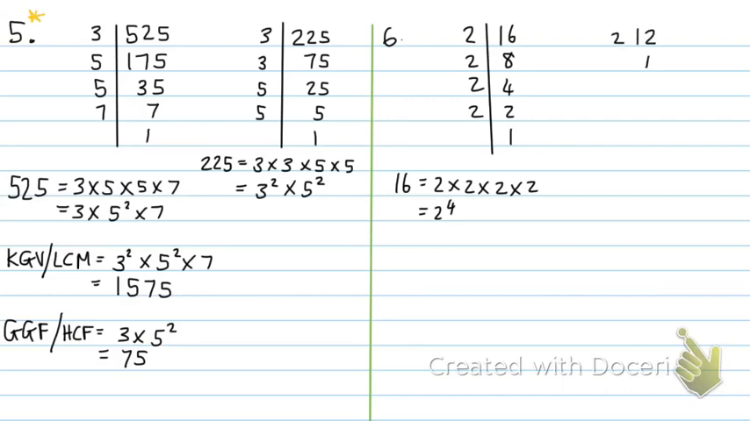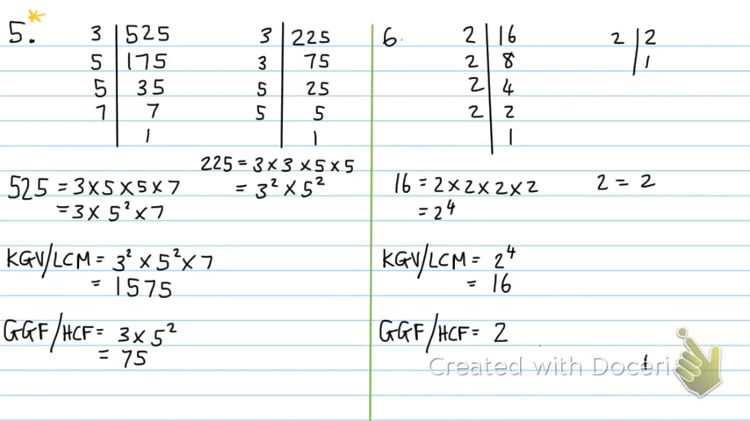2 divided by 2 is 1. So 2 is just equal to 2. That's the product of prime factors for 2. Now, for the HCF and LCM. For the LCM, I have to find the highest power of 2. The highest power of 2 that I can find is 2 to the power 4. So that's going to be 16. And the HCF is to find a friend. So there's only one thing with a friend, and that's 2.